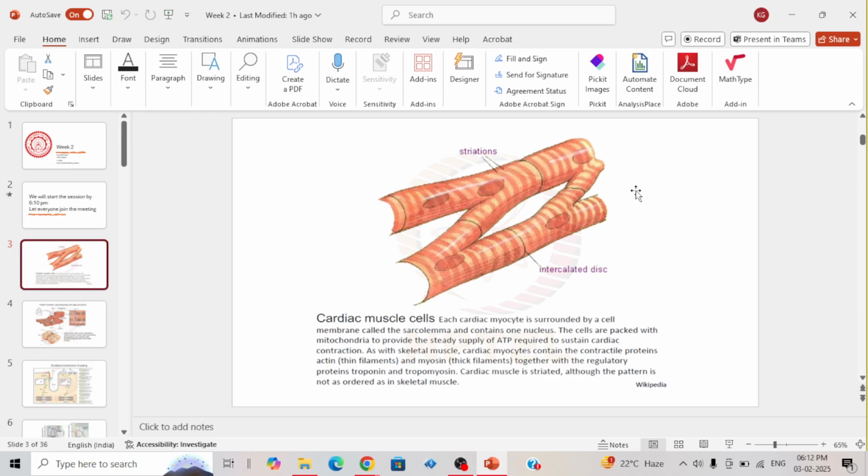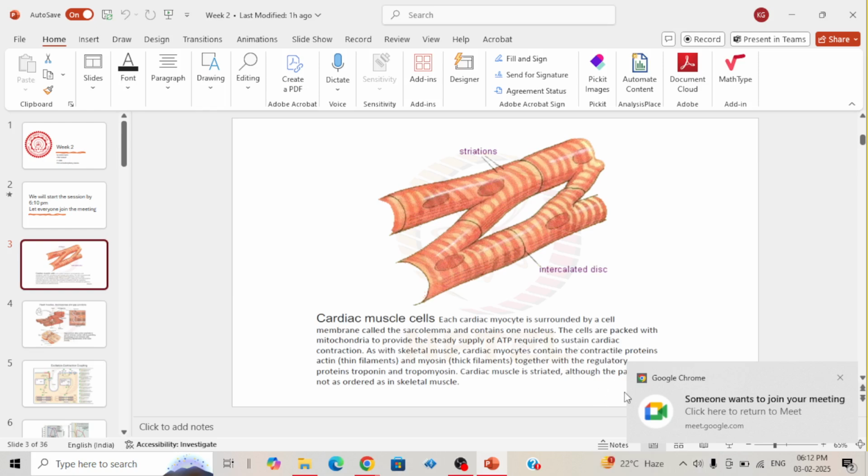We all know that it requires ATP for different functions, so it has mitochondria for the supply of ATP. And again, as this is a muscle and it has to perform the function of contraction and relaxation, it also has actin and myosin filaments present in it. As you can see, it has striations on these muscles. These striations indicate that this muscle also has, the same as the skeletal muscle, the light and the dark bands, and it has the regulatory proteins, troponin and tropomyosin, also.